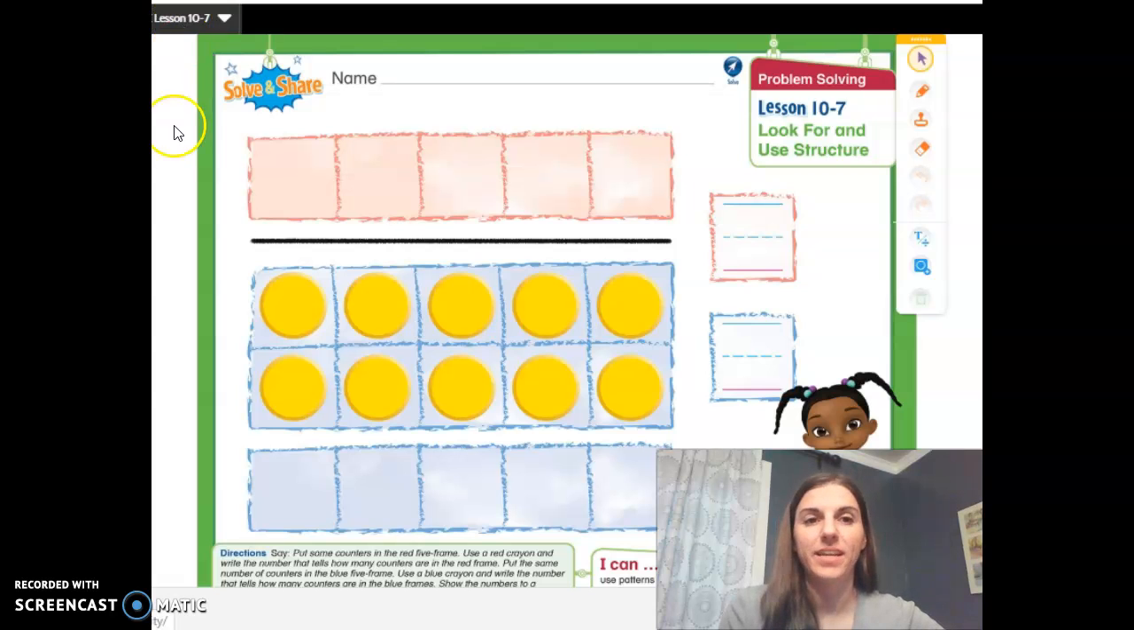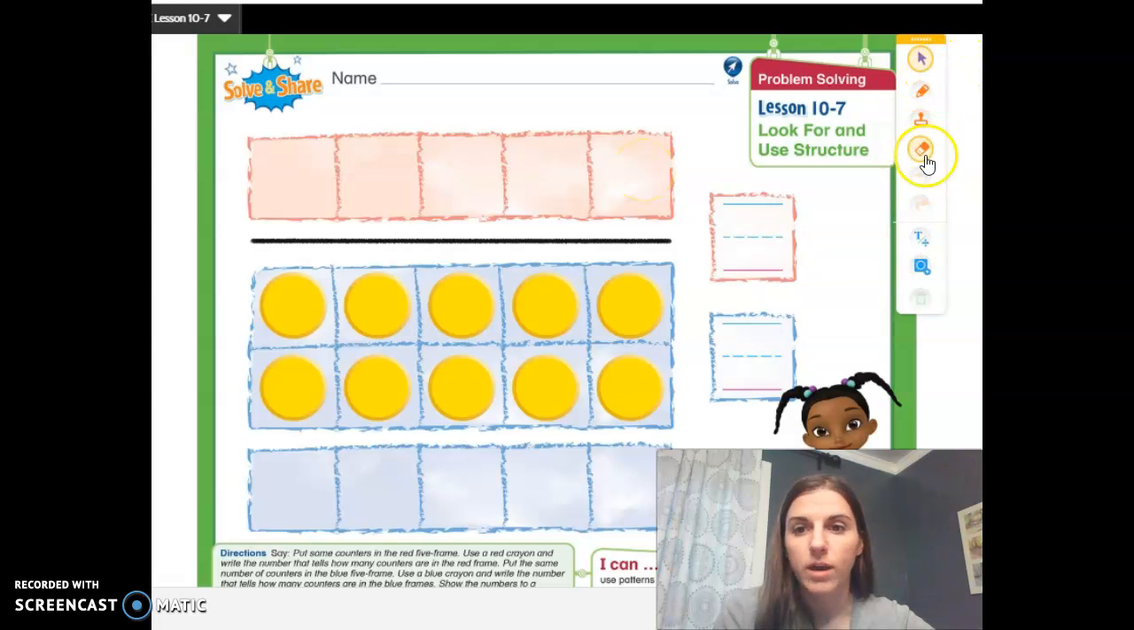Hello. So today for math, we are looking at patterns in our teens, looking for the structure. How are they made? If you look in your math book today, your first page right here, they want you to put counters in the red 5 frame, any amount of counters that you want.